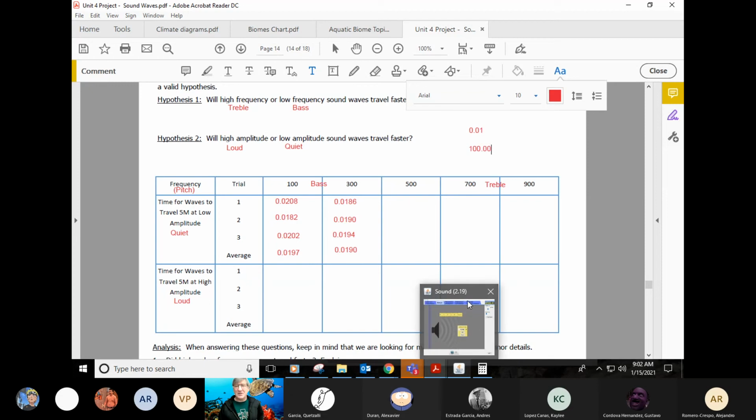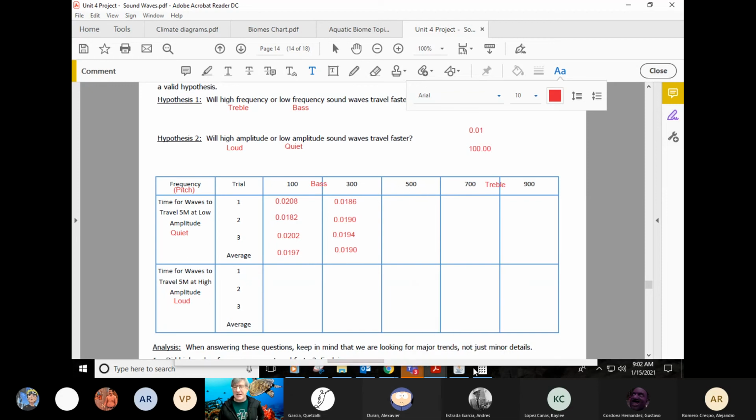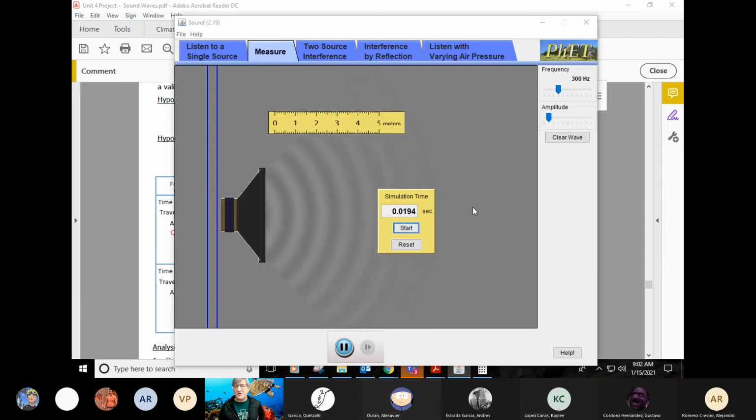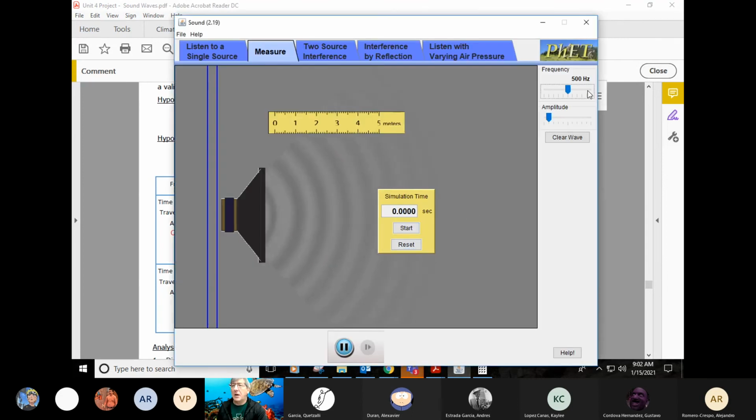At any rate, let's go back to the simulation. We're going to go to 500 hertz now. The pitch is getting higher. I've turned the sound off. I just didn't want to listen to that little hum that it makes. But we would hear the pitch getting higher and higher here. So here we go. Trial 1, 500 hertz, quiet. 0.0190. Please record that on your data table.